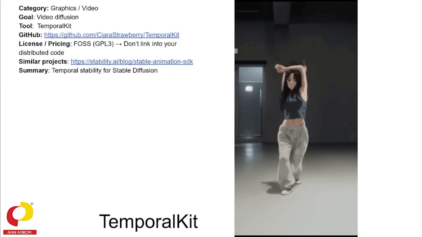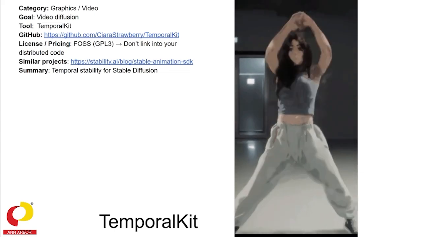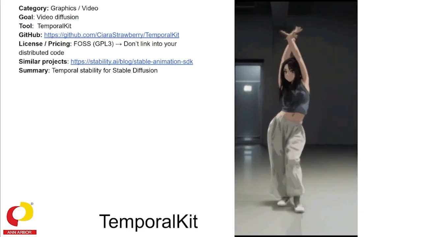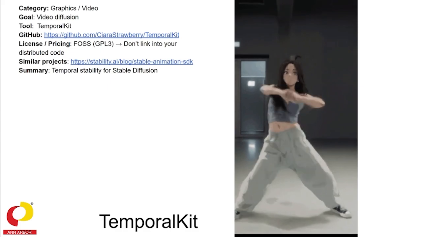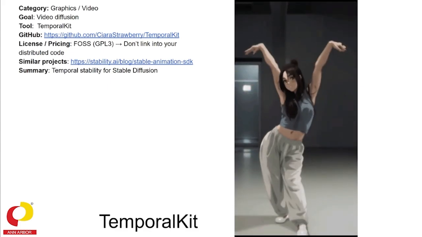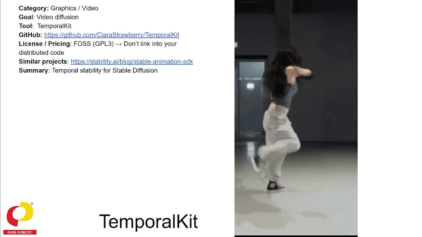One of the problems you run into with Stable Diffusion is that you generate the same thing three or four times and the images aren't quite the same. Temporal Kit is a free and open source project, GPL3, so you can't put it into your runtime, but you can run it offline, that attempts to solve that problem. So you can see here, this is a fairly consistent animation.